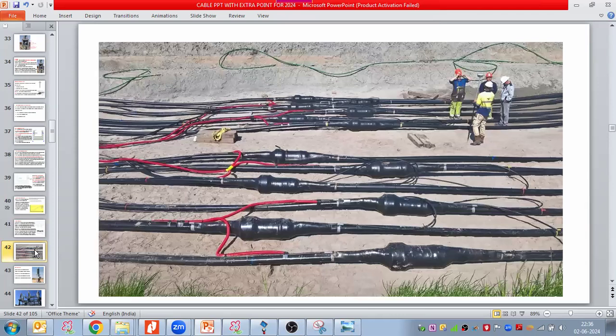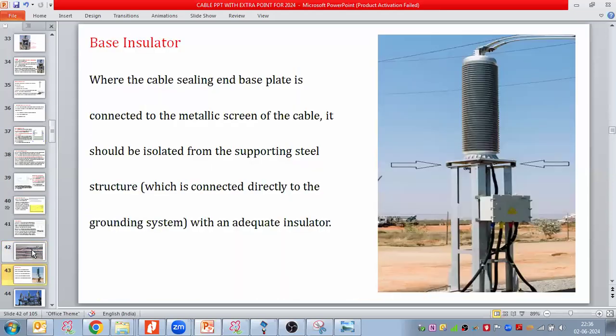So we discussed a lot of things. This is the kind of site photo we see during extra high voltage cable installations. Minor sections, major sections, interruption of sheath we do. Let us see a few other things. This is a cable sealing end.